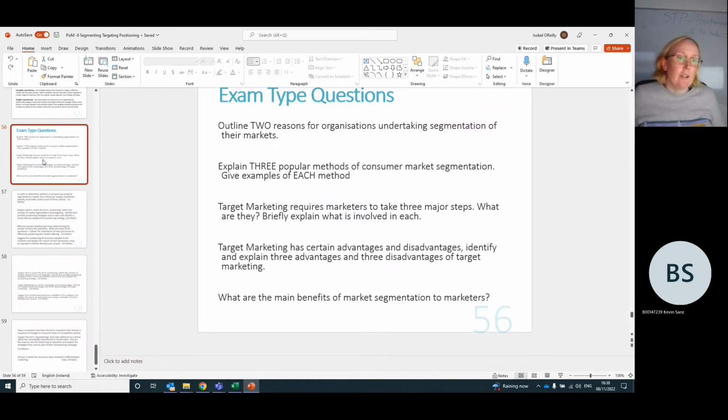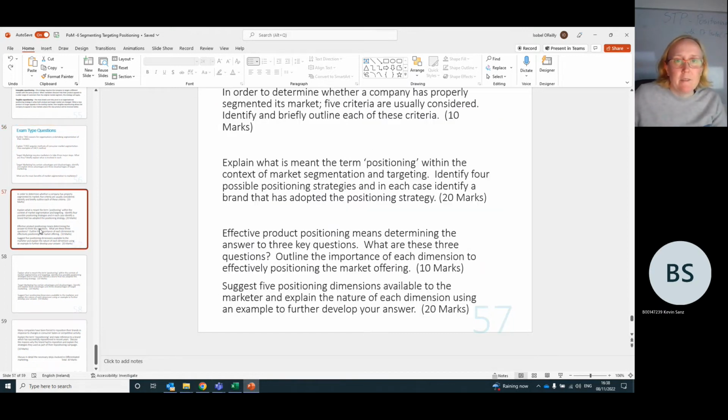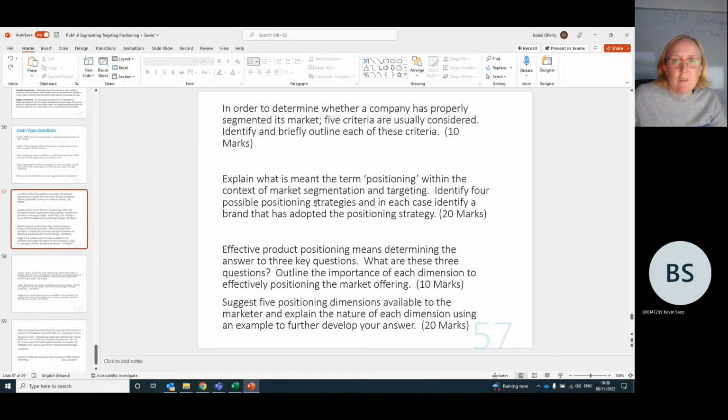So again, there is a neat slide explaining some of that. Let's see, there's a bit of overlap perhaps. In order to determine whether a company has properly segmented a market, 5 criteria are usually considered. So there is a slide that we've looked at that has that. And so on. So in class, in some of the tutorials, we're going to go through some of those questions and discuss how to answer them. So we will leave it there for now.